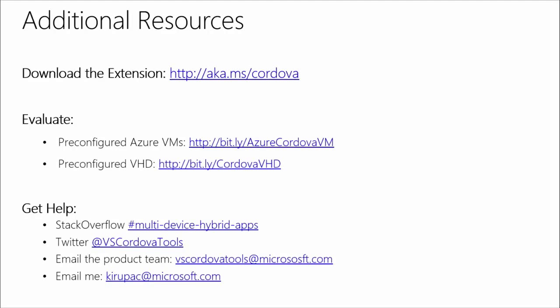The last couple of things are, we do want to hear feedback from people, and if you run into some issues, our team is very active on Stack Overflow. We monitor all of the comments, and we try to respond very quickly. Just post on Stack Overflow, use the hashtag multi-device hybrid apps, and we will get to you. If you want to tweet to us, it's VS Cordova Tools. You can email the product team directly at vscordovatools@microsoft.com, or email me, Kirupa at Microsoft.com.